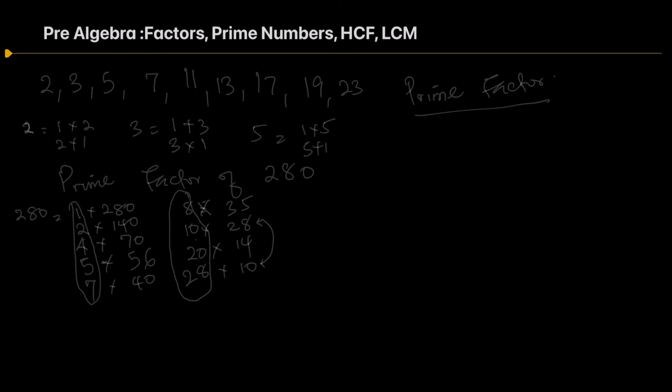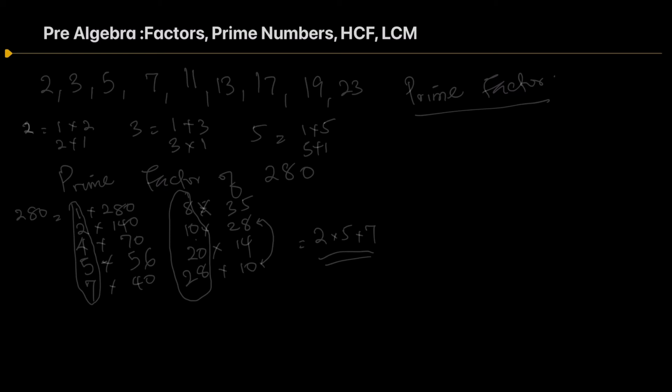But then when we look at all these factors, one thing we could see is that not all of them are prime numbers. So if we were to find the prime factors of 280, we will come to the conclusion that the prime factors are 2 times 5 times 7. These are the prime factors. These are the ones that are prime numbers. So these are the ones that we call prime factors, right?